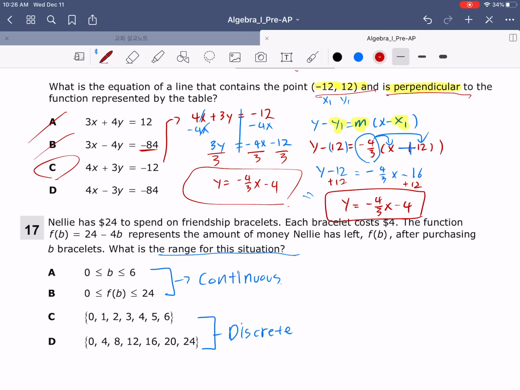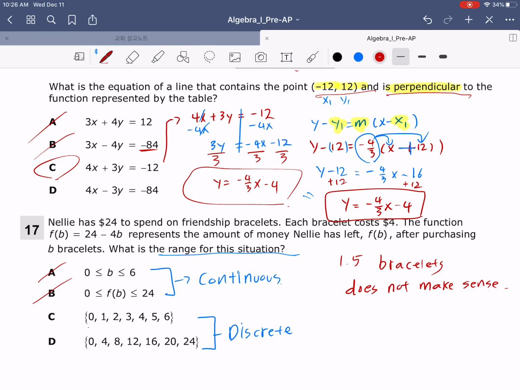So it's not going to be A and B because 1.5 bracelets does not make sense. So it's going to be discrete, okay? So it's going to be either C or D. So she can buy 0 bracelets, 1 bracelet, 2 bracelets, or up to 6 bracelets altogether. But she cannot buy more than 6 because she only has $24.